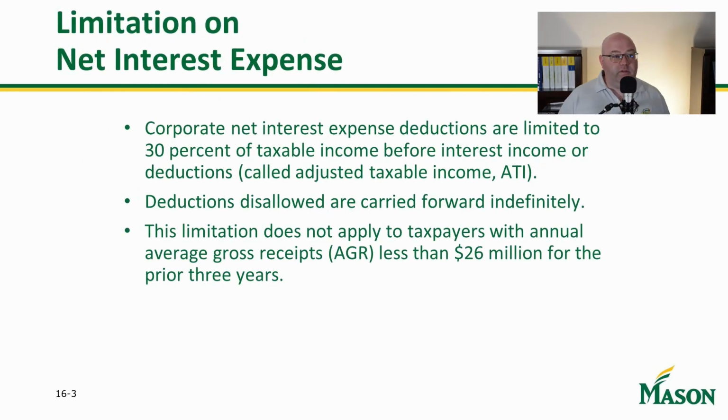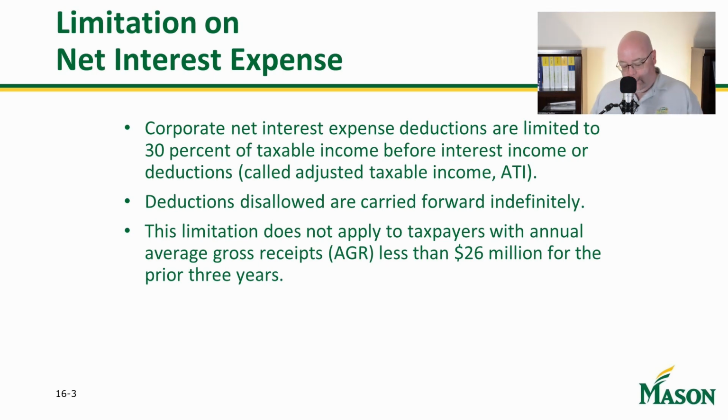All right, so limitation on net interest expense. This is a new one that came out as of the Tax Cuts and Jobs Act. The corporate net interest expense deductions are limited to 30% of taxable income before interest income and deductions, also called adjusted taxable income, or ATI. Deductions that are disallowed are carried forward indefinitely, and the limitation does not apply to taxpayers with annual gross receipts of less than $26 million.